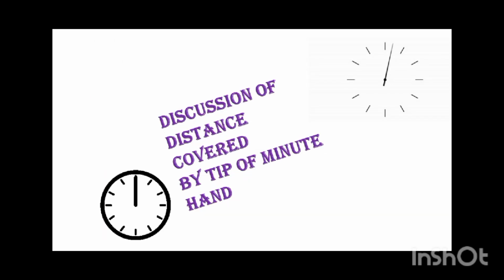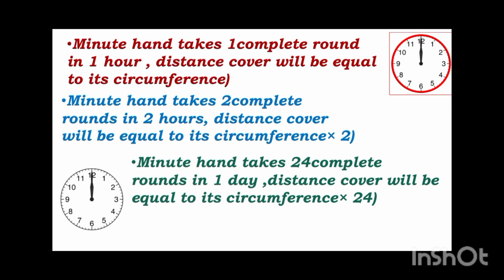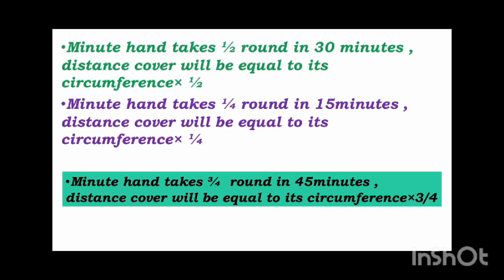So, discussion of distance covered by the tip of the minute hand. The minute hand takes one complete round in 1 hour. Distance covered will be equal to its circumference. The minute hand takes 2 complete rounds in 2 hours. Distance covered will be equal to its circumference multiplied by 2. The minute hand takes 24 complete rounds in 1 day. So distance covered will be equal to circumference multiplied by 24.